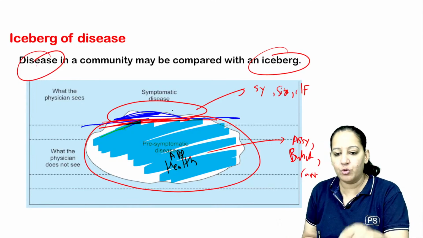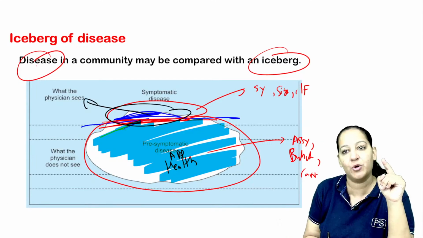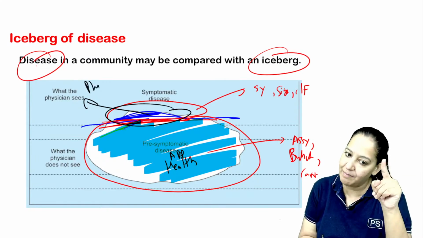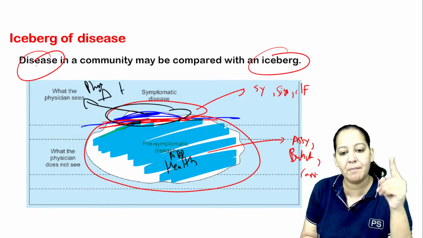Now it's very easy to treat the tip, because the tip will come to us by themselves, right? They will come by themselves: "Doctor, I have a problem, fix it." So they will come to the physician by themselves. We apply a diagnostic test on them, we treat them.